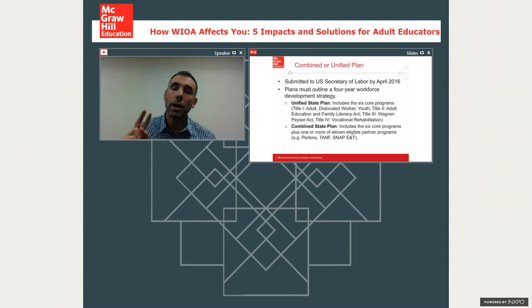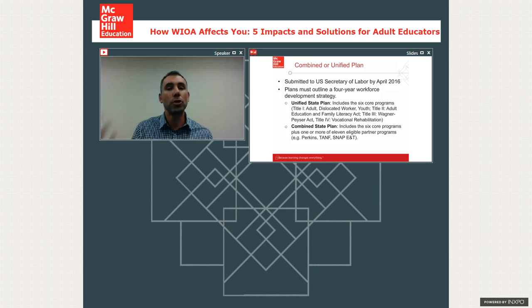But there were 2 types of plans that states had to submit as part of their 4-year workforce development strategy. The first type was a unified state plan, which included all 4 of the titles that were part of WIA, and identified how the 6 core programs worked together to articulate services to adult education students. The other option was a combined state plan, and that plan had to include all 6 core programs as well as 1 or more of 11 additional eligible partner programs, such as Perkins or TANF or SNAP.